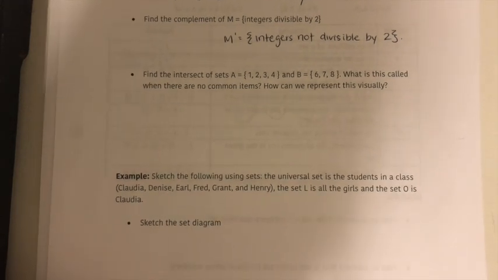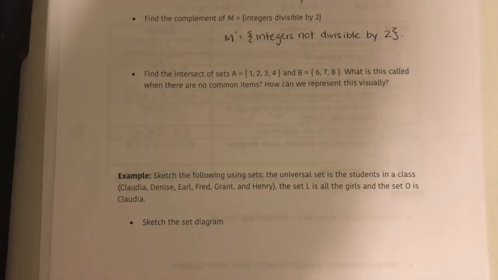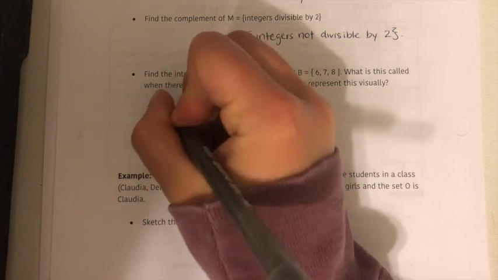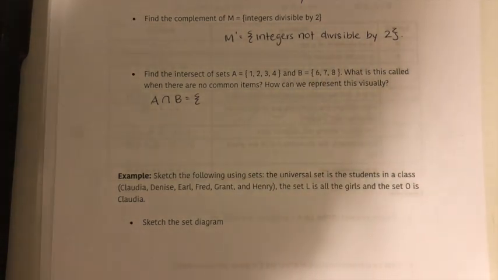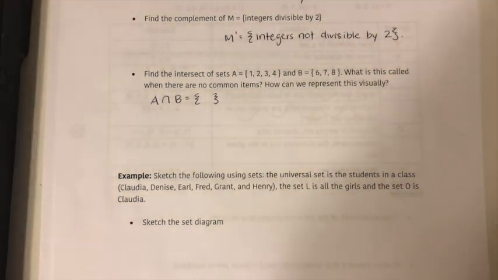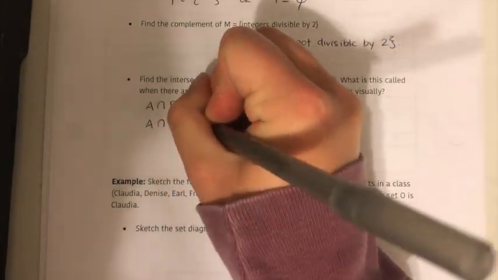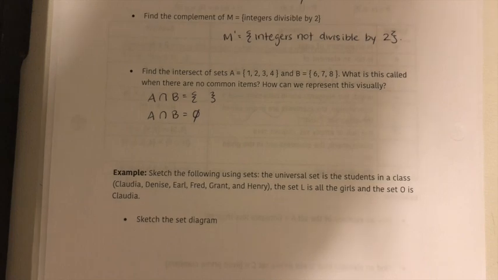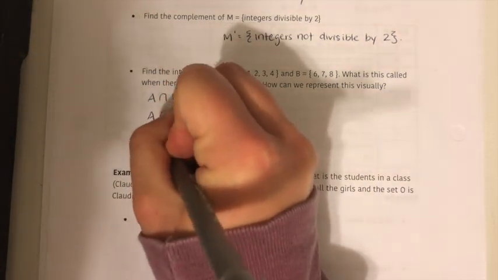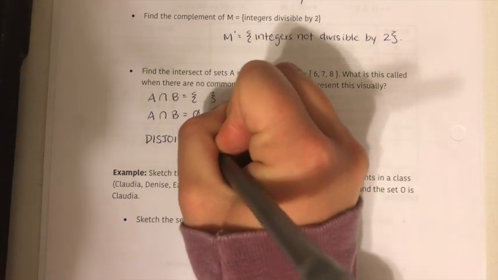And then last thing, we're going to find the intersect of sets A, 1, 2, 3, and 4, and B, 6, 7, and 8. If we want A intersect B, we're looking for things that overlap. Hopefully you can see that there are none. So this is an empty set. We could also write it as A intersect B is nothing. So what's this called when there are no common items? Remember that this is called a disjoint set.